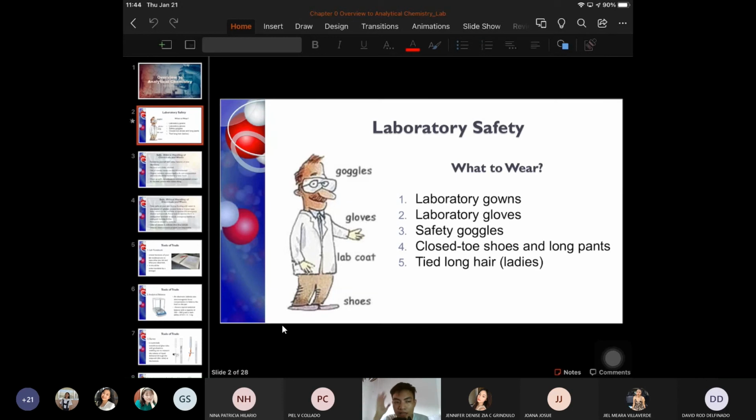And then, for the ladies, itatali yung buhok. Why? Kasi nangyari to talaga sa lab. Although hindi sa case ko, no? Narinig ko lang din sa ibang prof. Hindi ko alam kung saan eh. Pero ang kwento doon is may babae na nasunog ang hair. Okay? So mag-ingat kayo. Kasi yung hair nyo lumilipad-lipad yan, di ba?